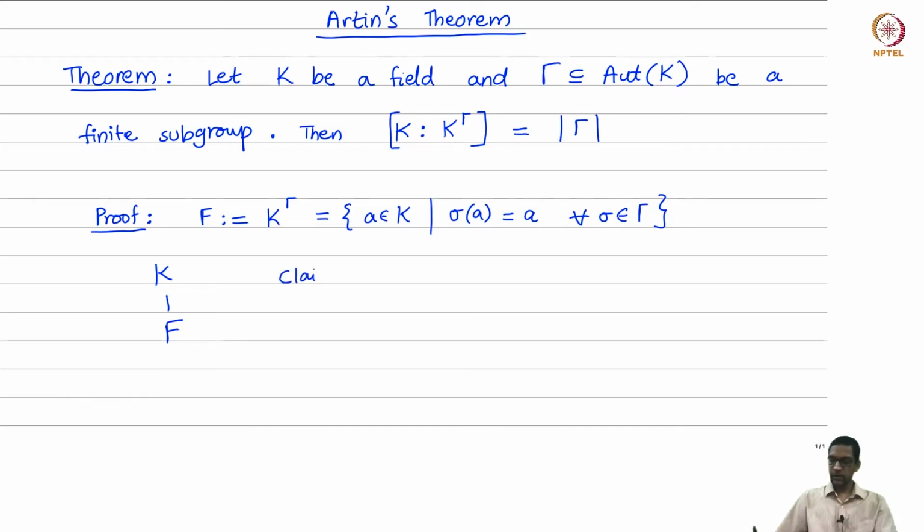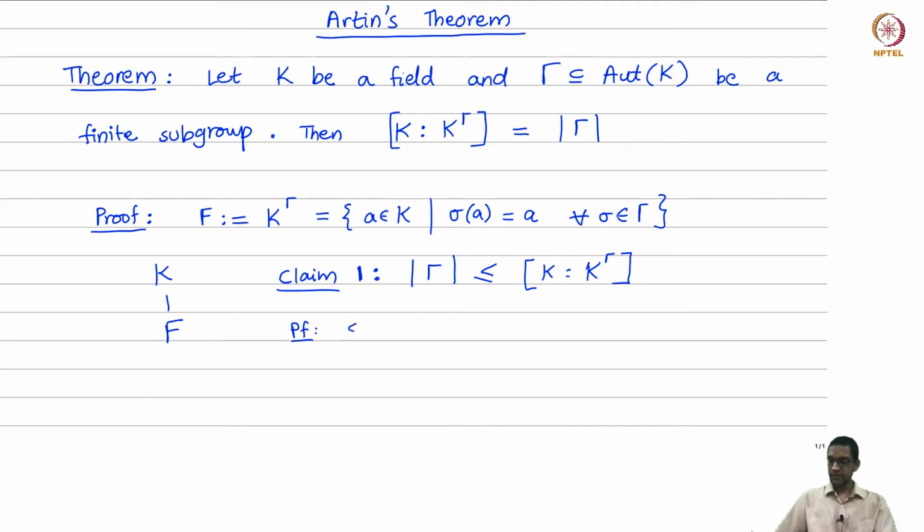For the dimension, the first claim is going to be that the cardinality of Γ is at most the degree of the extension. And then claim 2 will be the reverse inequality, that the degree of the extension is at most the cardinality of Γ. We'll prove this using the linear independence of characters.